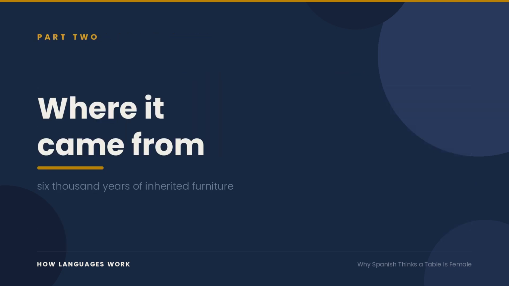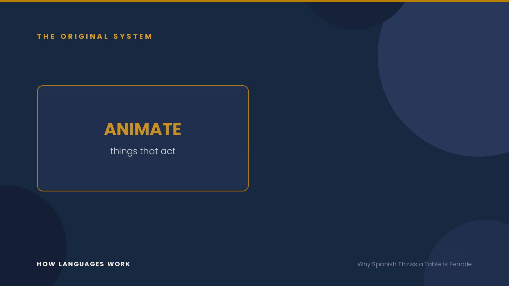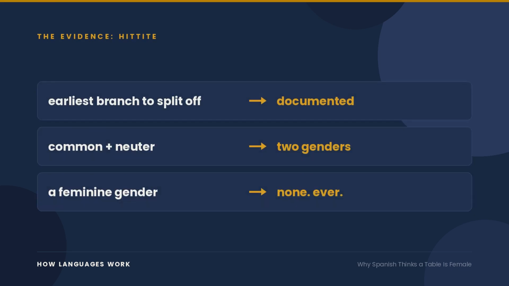Part 2. Where it came from. Rewind about 6,000 years to Proto-Indo-European, the reconstructed ancestor of Spanish, French, English, German, Greek, Hindi, and dozens more. Its oldest recoverable system had two classes, and they were not masculine and feminine. They were animate and inanimate. Roughly, things that act and things that do not. How do we know? Hittite. It is the earliest branch to split away, and it never got a third gender, just common and neuter. No feminine anywhere. The feminine had not been invented yet.